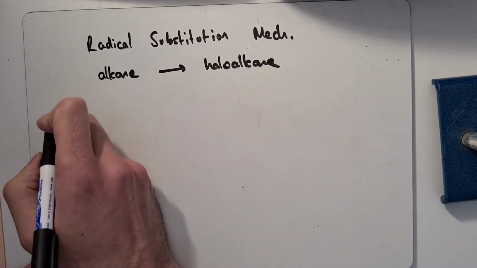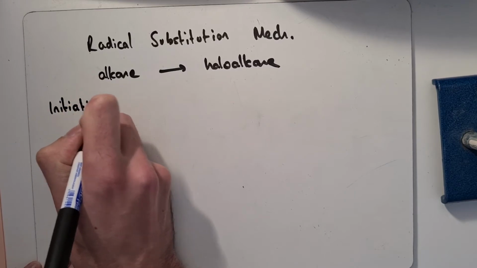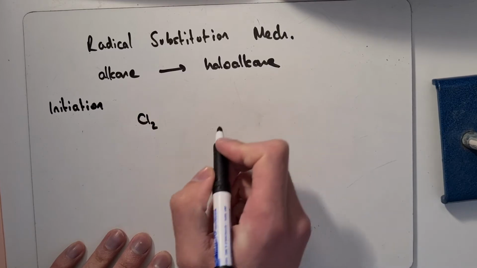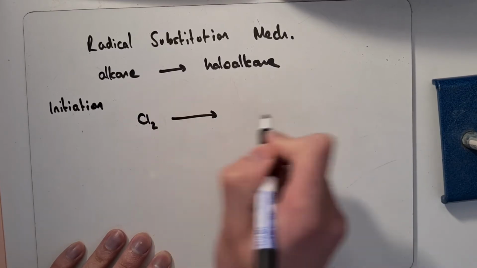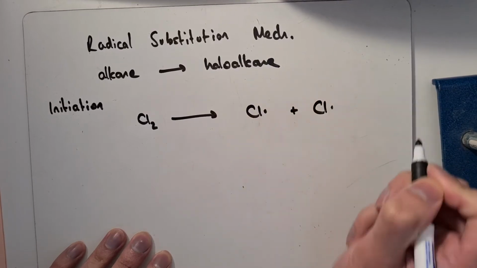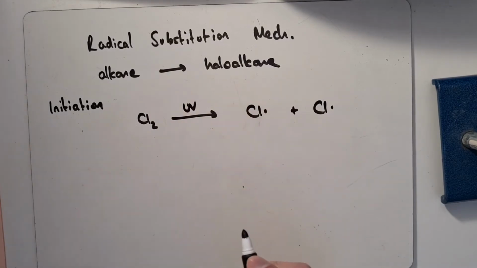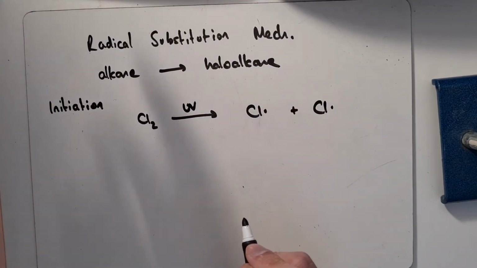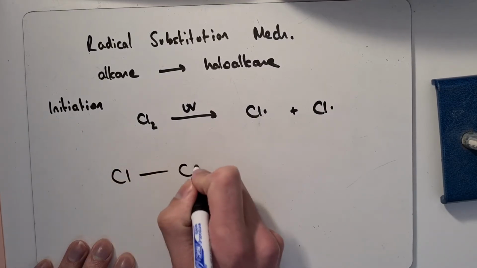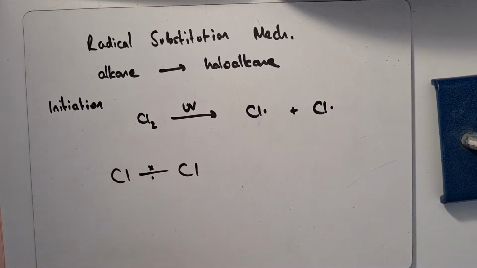So the first step is initiation, and in initiation our chlorine, so Cl2, is going to go into 2 radicals, and it does this because of UV light. So UV light is going to shine down. We'll have our chlorine bonded to another chlorine, and now they've each got an electron there.